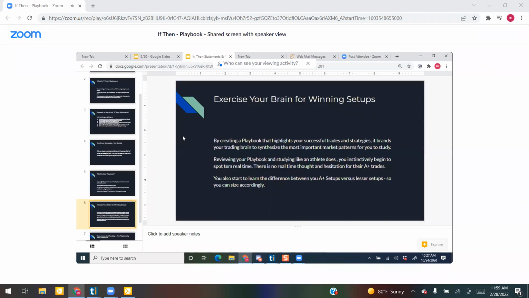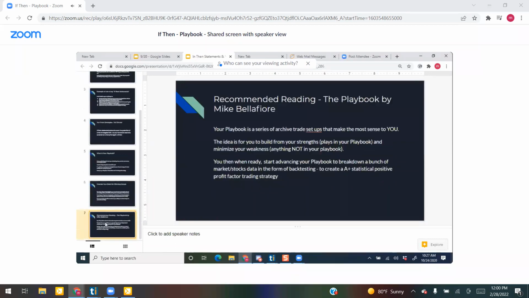Just like a professional sports team will have a ton of plays in their playbook, but they might only have a handful that they consider really strong plays that they'll use at certain points in certain games, okay? And it's no different with your trading playbook, okay?